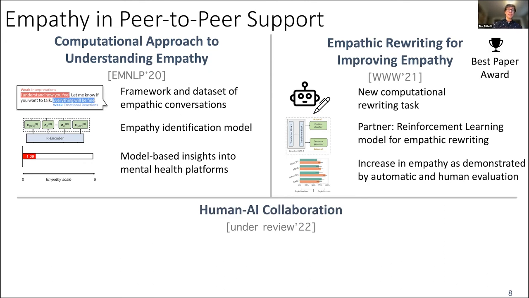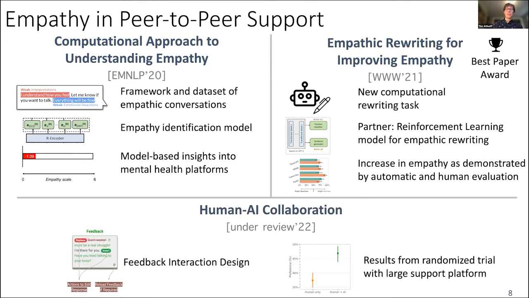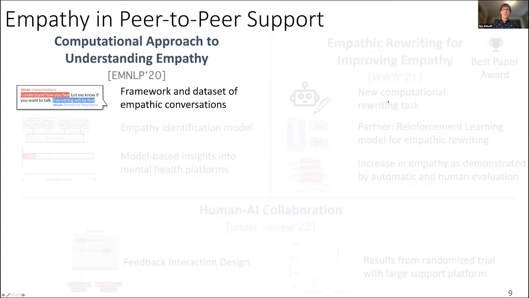And then lastly, I want to tell you about how we can build on the system and develop a human-AI collaboration approach to expressing more empathy. And I'll show you how we designed this type of feedback and then results from a very recent randomized trial that actually shows that this has been quite successful, which we've been super excited about. So let's start at the beginning, and let me tell you about how we can actually measure empathy.